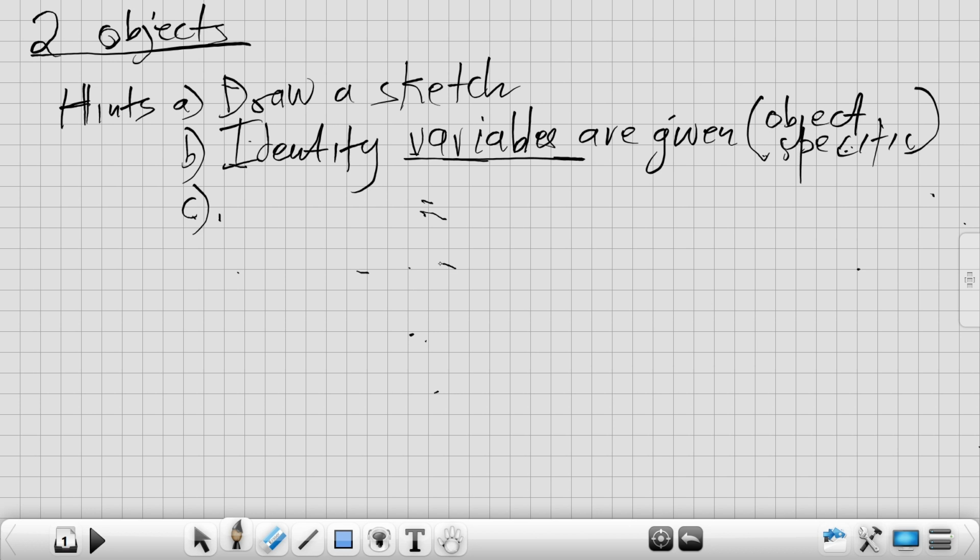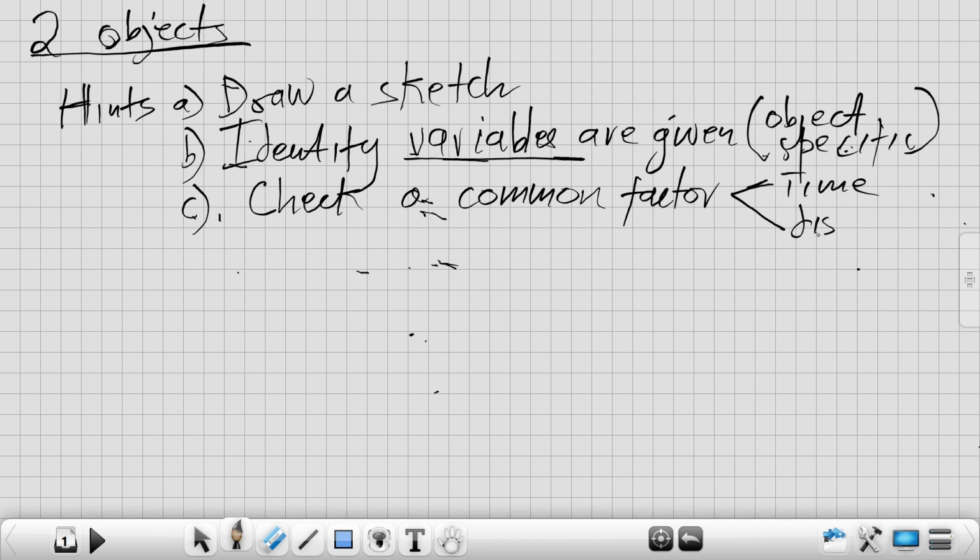So what do we need? We need to check for a common factor. A common factor in this case can be maybe your time, or your distance. Depending on the information that is given, it will allow us to write the correct information as it unfolds. So these are the hints that we need to look into.